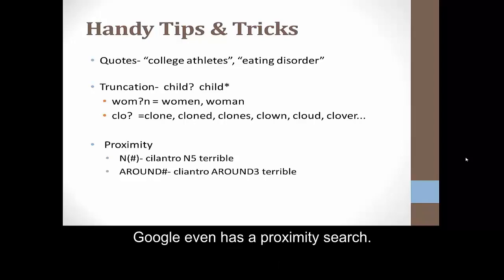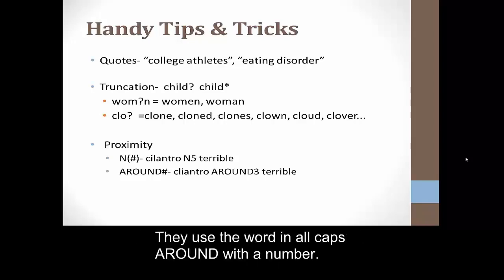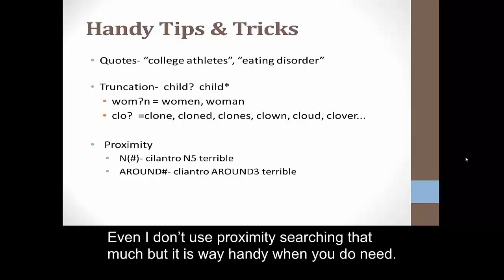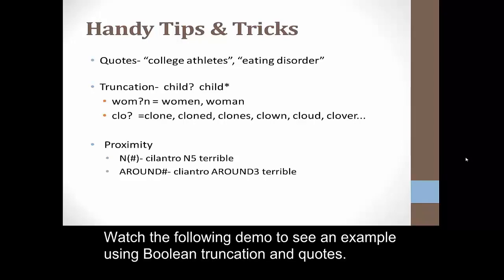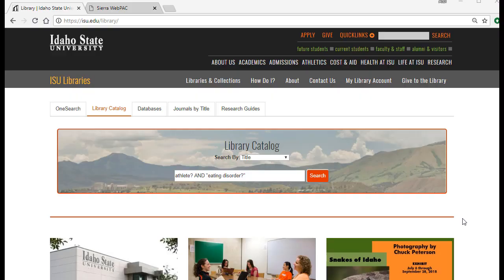Google even has a proximity search. They use the word in all caps, AROUND, with the number. Even I don't use proximity searching that much, but it is way handy when you do need it. Watch the following demo to see an example using Boolean, truncation, and quotes.